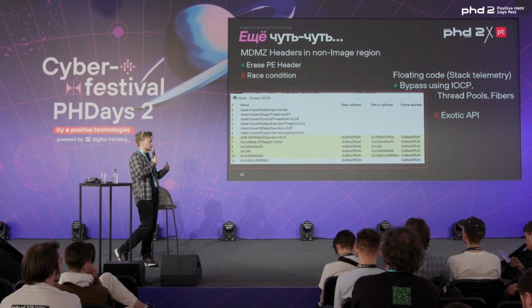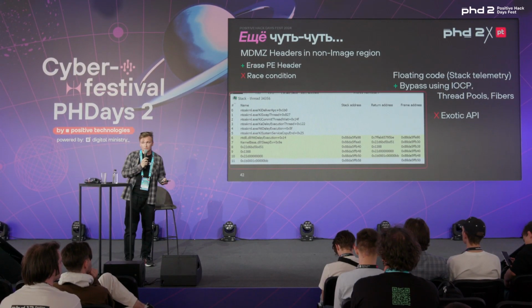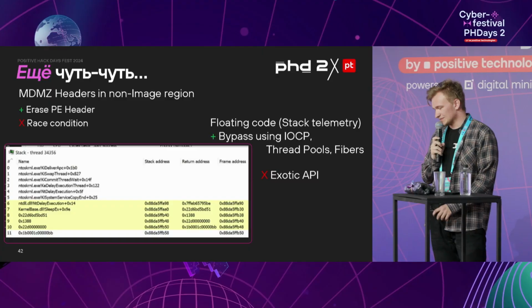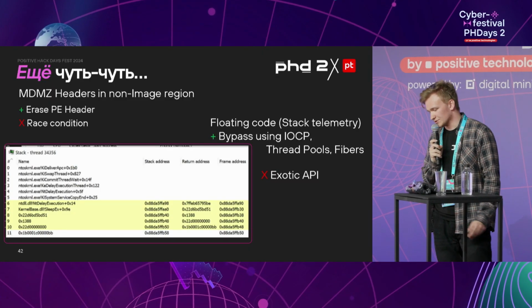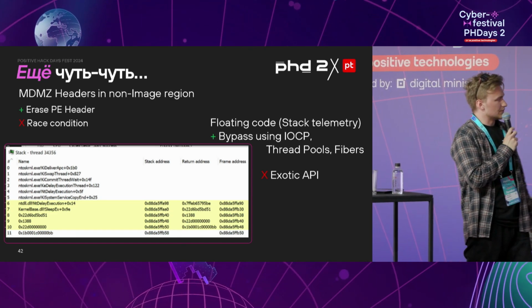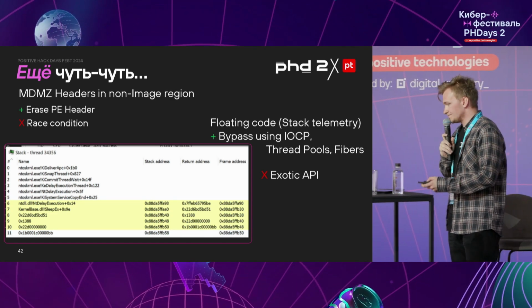You can also have some floating code. You can analyze the telemetry of the stack, bypass and push things, erase things, but this is beyond the scope of our discussion. You can have fibers, and so there are thread pools and fibers. But for this, you use exotic APIs, and it causes other issues. This slide shows a picture showing the stack telemetry. The return address is not clear, and this causes a defect.